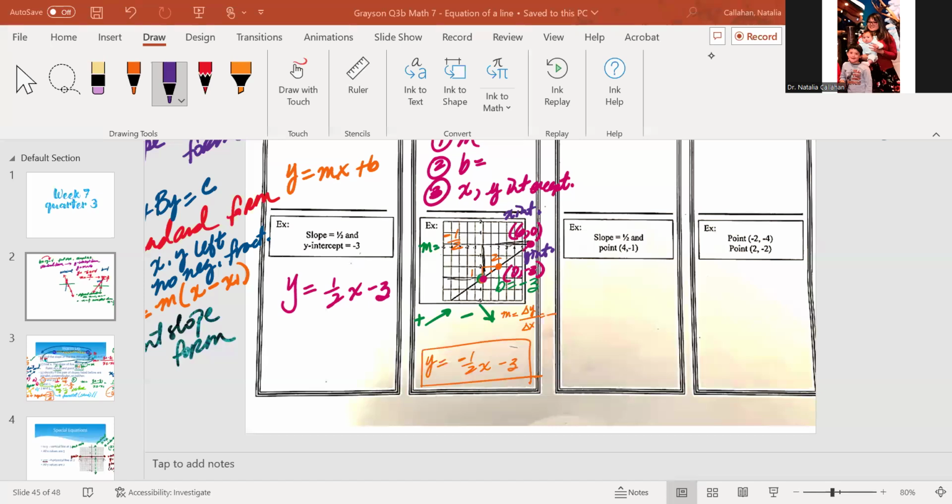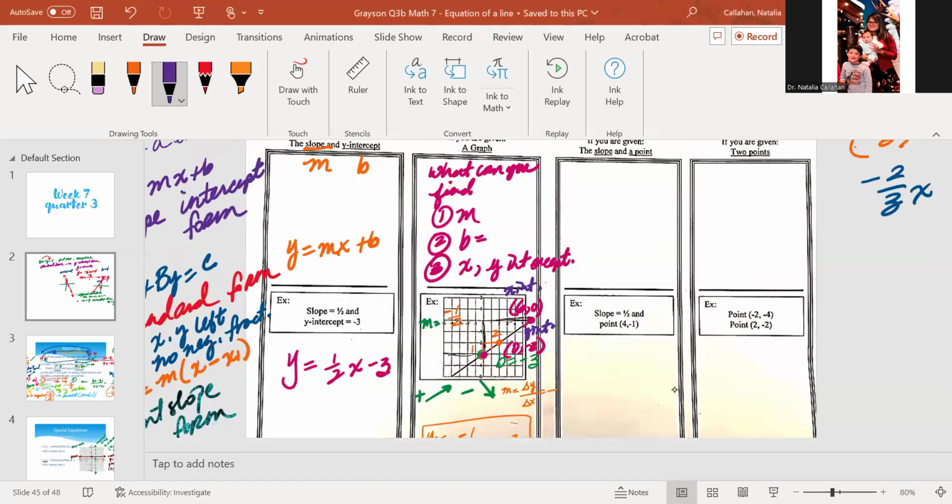All right, next question. If you're given a slope and a point, so your slope is given and then a point, right? So then what would you need to find?